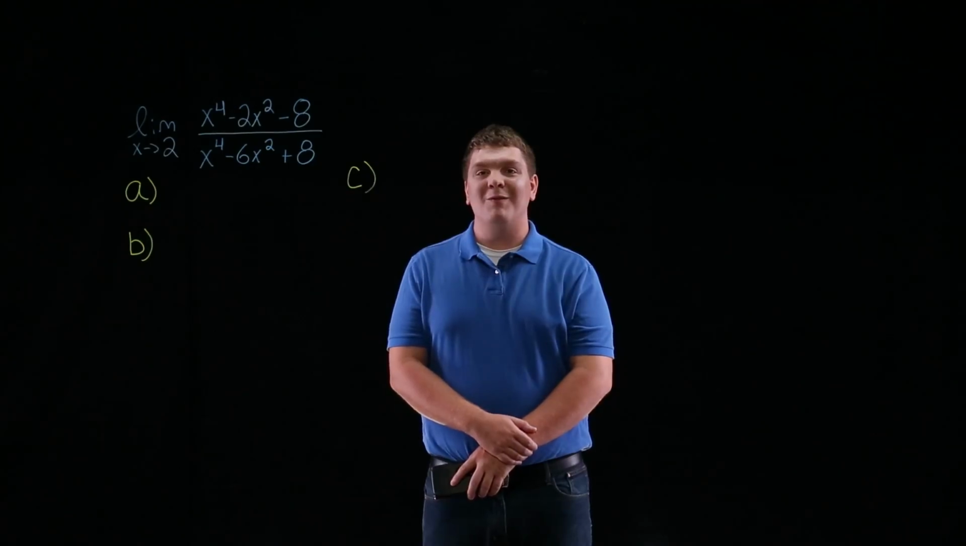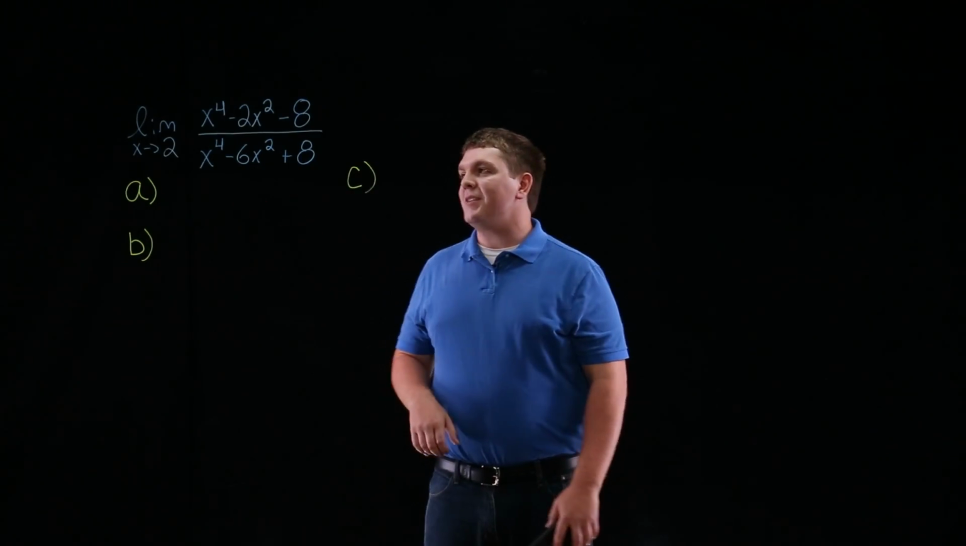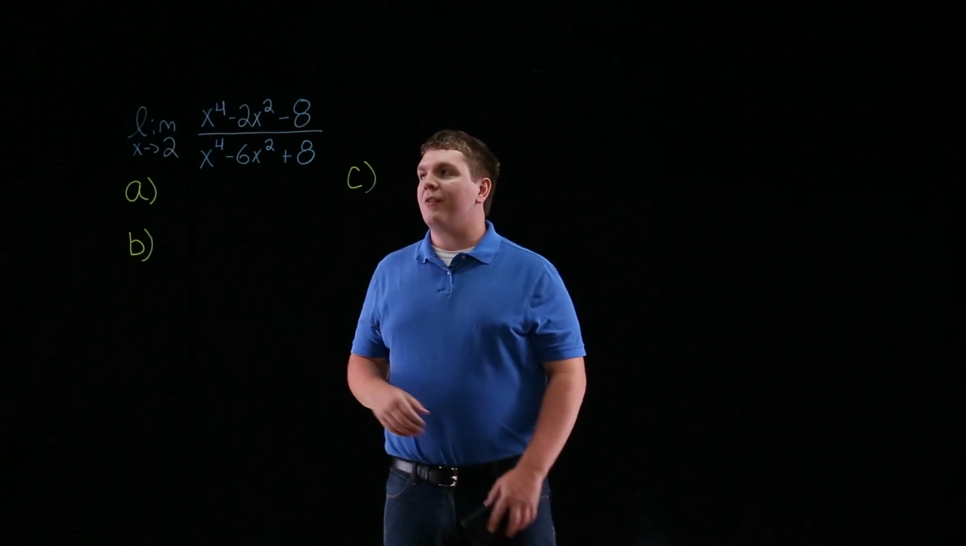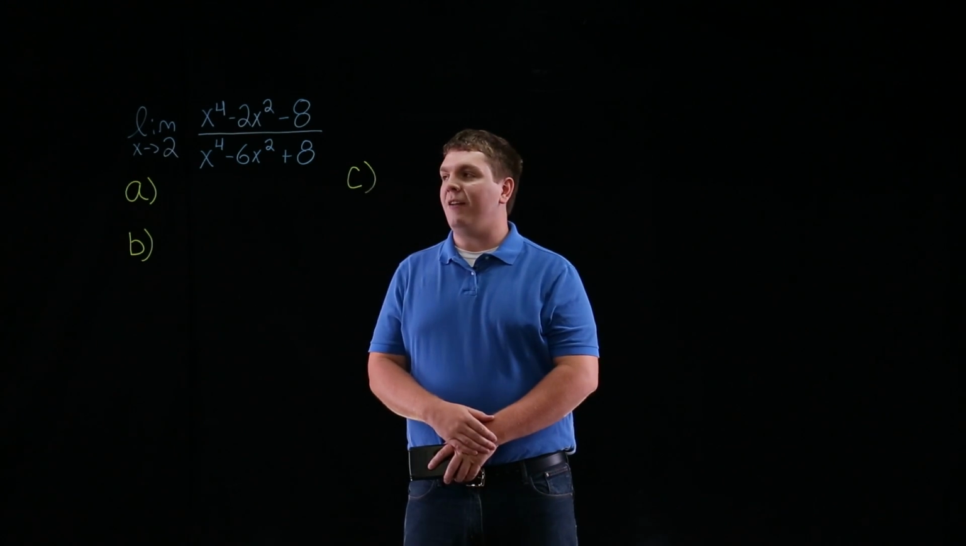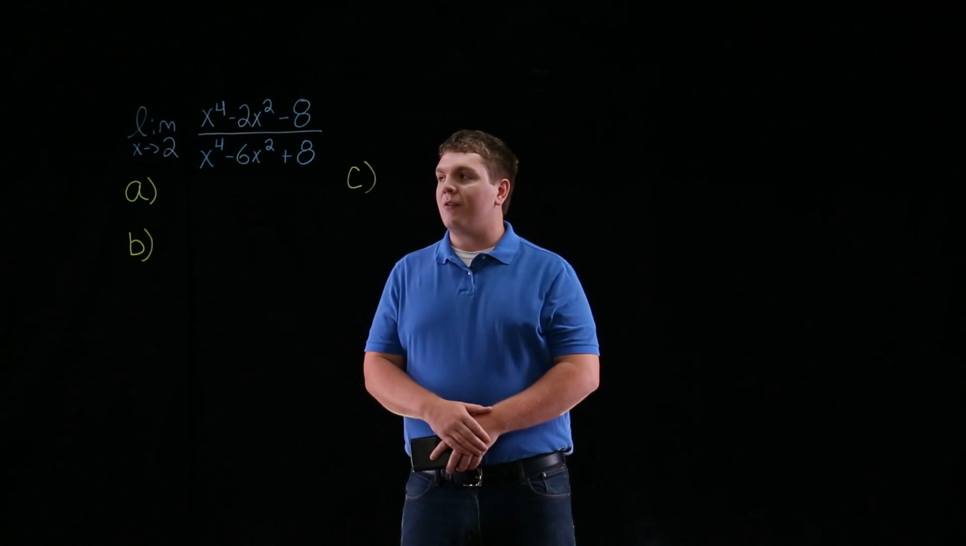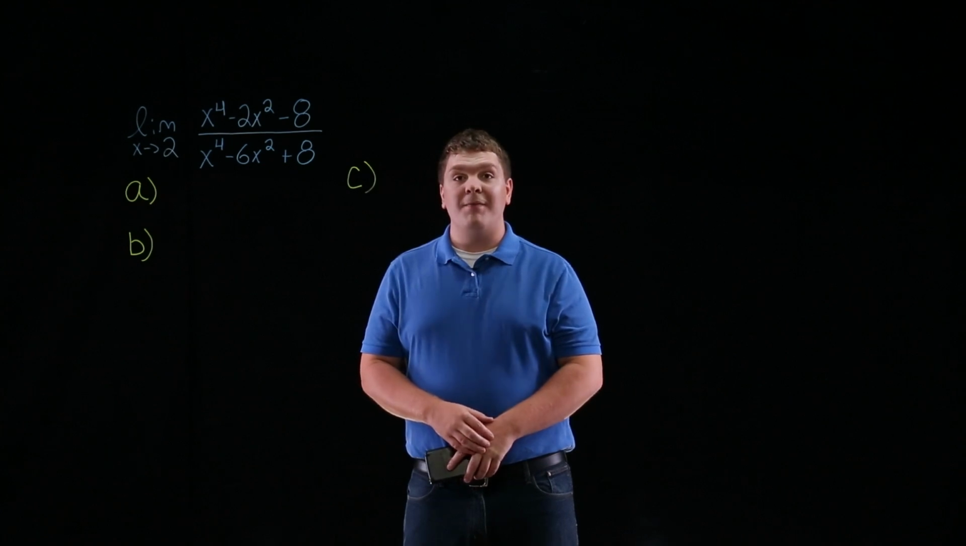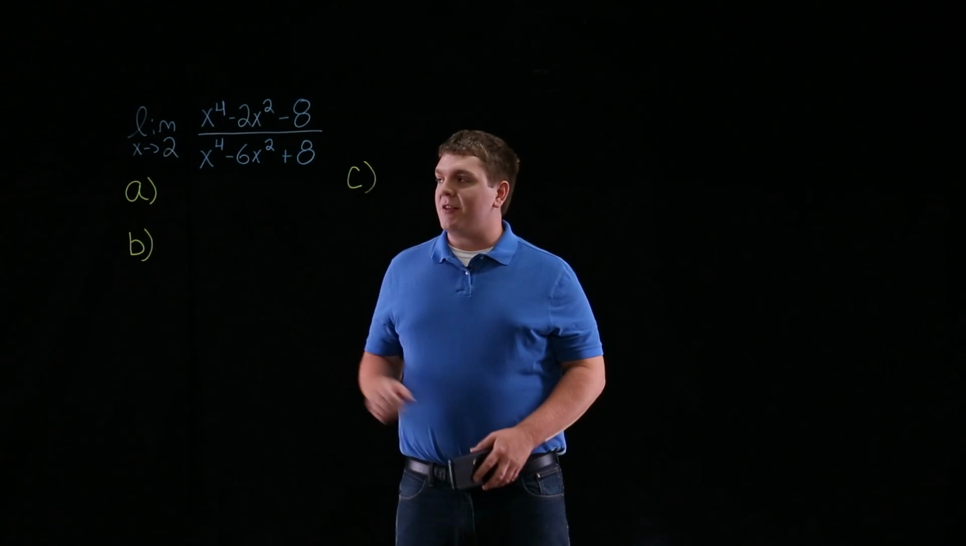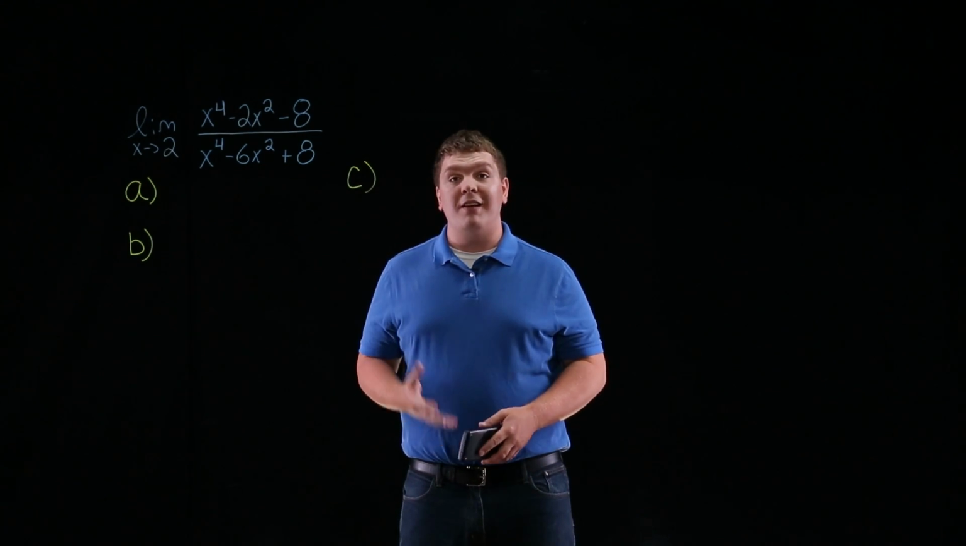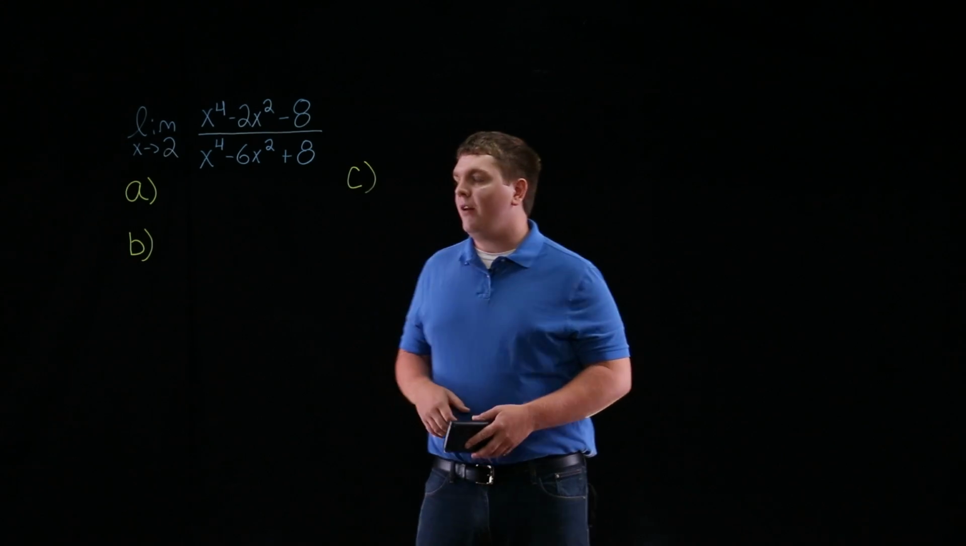Hi, my name's Gabe. For this problem, we're going to consider the limit as x approaches 2 of x to the fourth minus 2x squared minus 8, all divided by x to the fourth minus 6x squared plus 8. So for parts A and B of this problem, we're asked to use a graphing utility to approximate this limit.